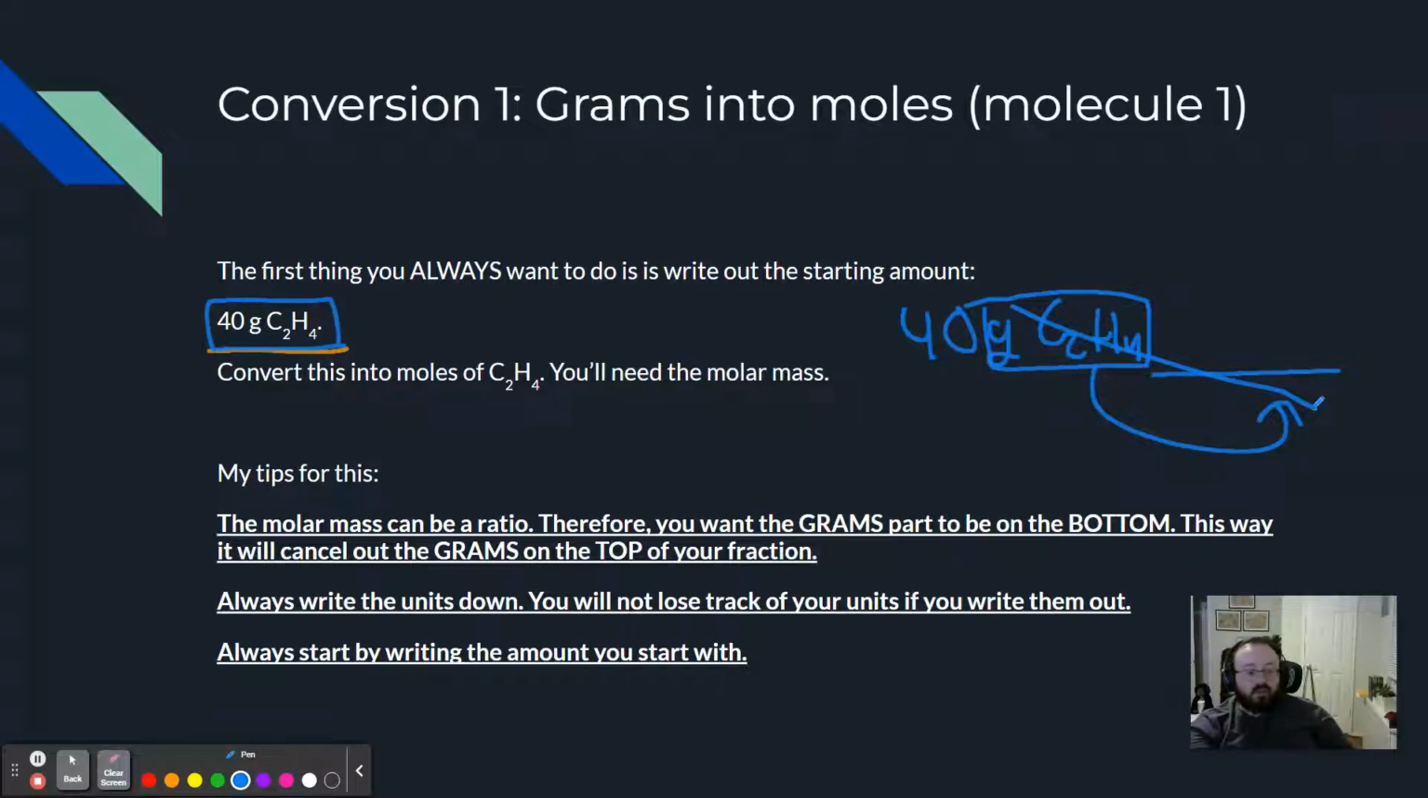Alright? When you're starting to do this, my second tip: write the units down. I know it can be tempting just to write, oh, we're going to do 40 here times 70 over here and 1 over here. It's a lot easier to get confused if you don't write your units down. Okay? And lastly, always start by writing down the amount that you start with. These tips are going to come up with every step of it. So I'll let you guys try this one out. This is just like those questions that I had done. The first thing you have to do is get that molar mass. So pause now, and you can have a go at this.